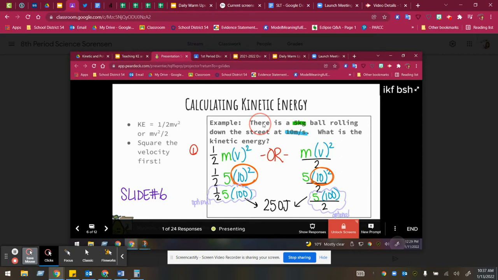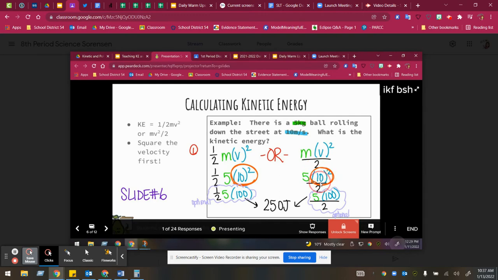When I read this math problem, it says there's a 5-kilogram ball rolling down the street at 10 meters per second. As soon as I see that m/s, the meters per second, it tells me I'm going to solve for kinetic energy. I'm going to start by writing my equation, mass times velocity squared divided by 2. My mass is represented with kilograms, so I'm going to take my 5 kilograms here and replace my m. Then I have 10 meters per second, which is my velocity. So I'm going to replace the v.